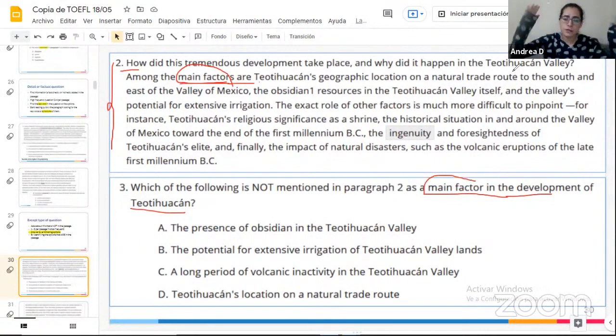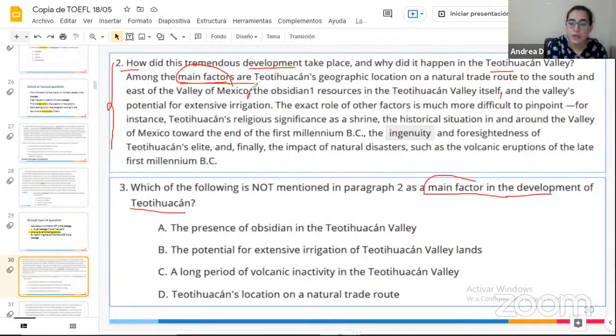Basically we have a rhetorical question at the beginning and then the answer to that question. So among the main factors are, now I want you to pay attention to this. We have a list of elements here. This, literally speaking, is called an enumeration because you have a lot of commas, like this one here and this one here. And it's a list of things. As I was saying, it's like a recipe.